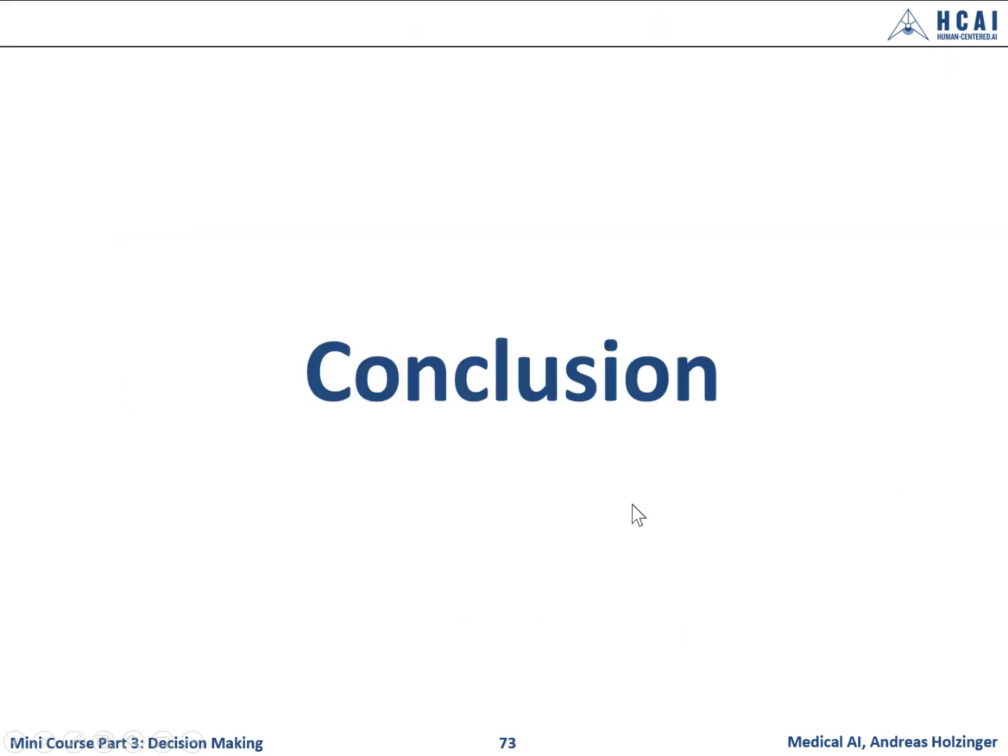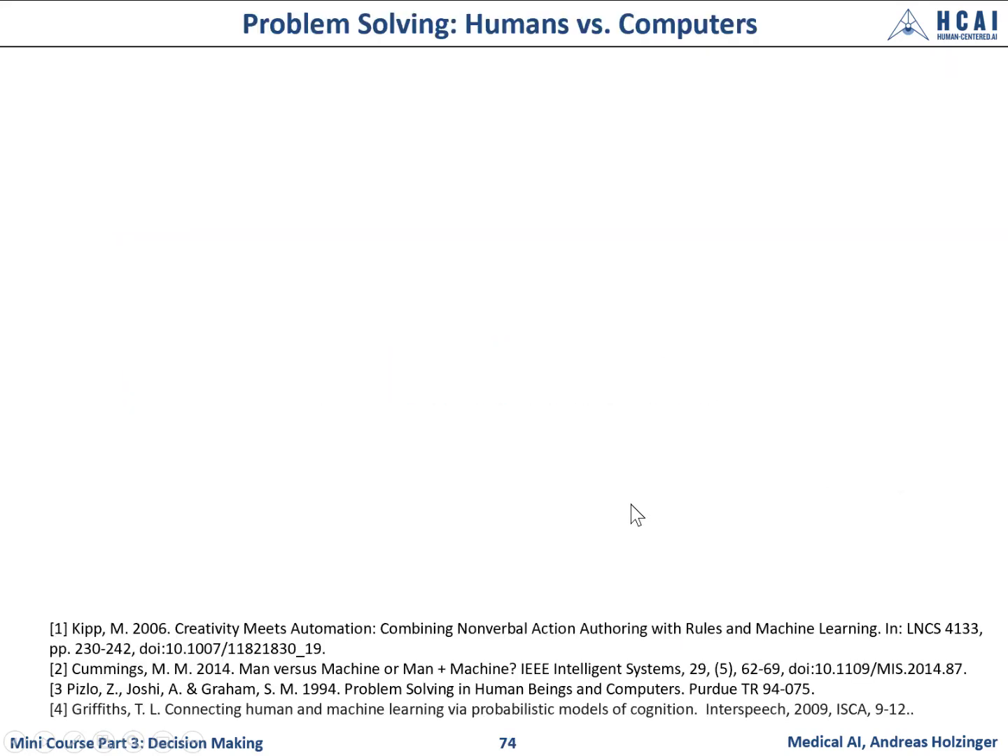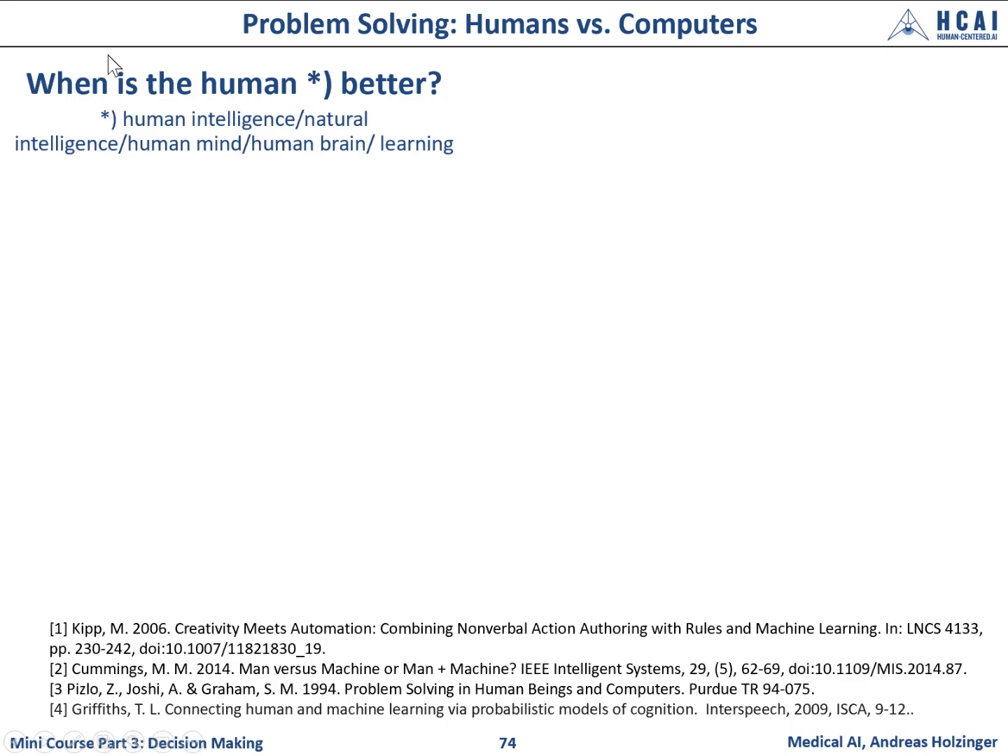Okay, conclusion. So, problem solving, humans versus computers. So, when is the human better? When human is better, what is human? We speak about human intelligence, but we don't know what intelligence is, I know. So maybe we talk about natural intelligence or human mind, human brain, learning, whatever, I don't know.